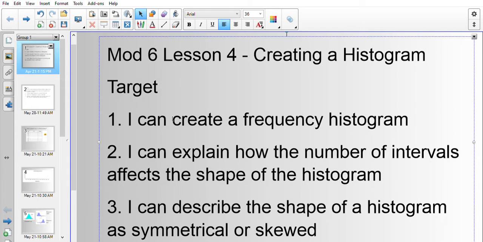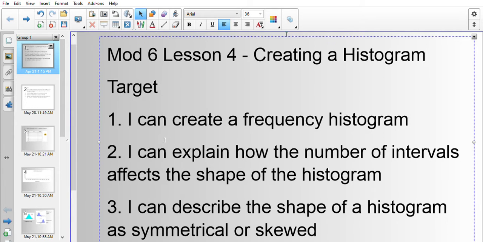Okay, you're going to notice that today our lesson looks a little bit different. I'm trying something a little bit new. I wanted to see how this would work out on a PowerPoint instead of me writing it down in my notebook. It might be a little bit easier for you guys to read. So again, Mod 6, Lesson 4, creating a histogram.